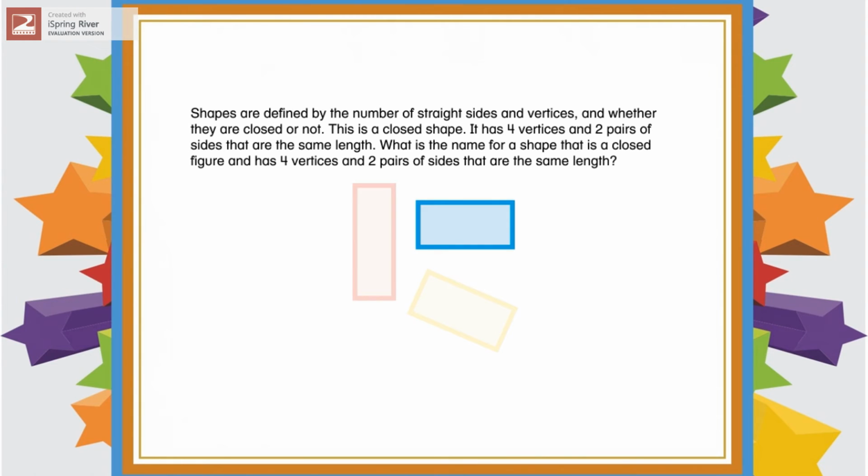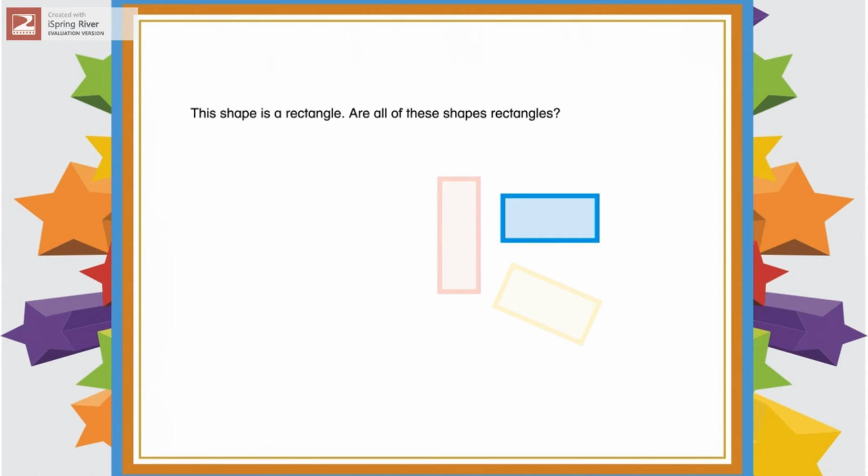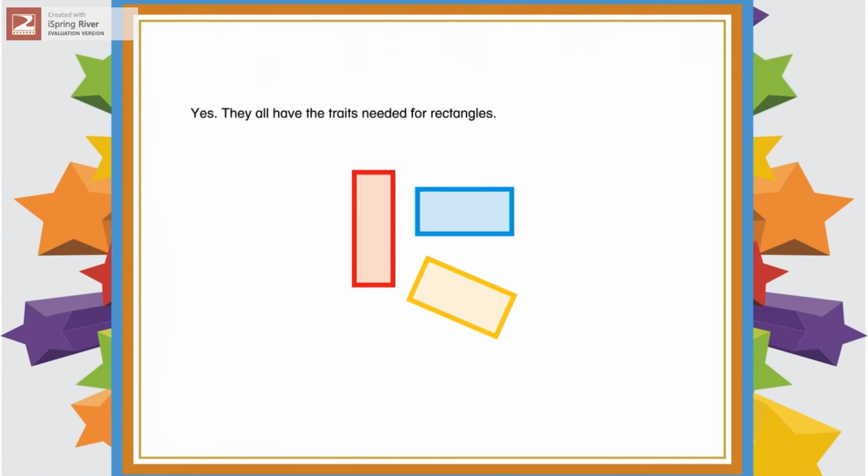Shapes are defined by the number of straight sides and vertices, and whether they are closed or not. This is a closed shape. It has 4 vertices and 2 pairs of sides that are the same length. What is the name for a shape that is a closed figure and has 4 vertices and 2 pairs of sides that are the same length? This shape is a rectangle. Are all of these shapes rectangles? Yes, they all have the traits needed for rectangles.